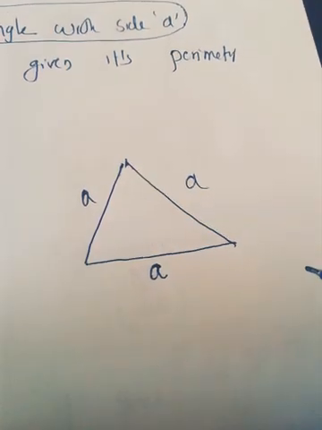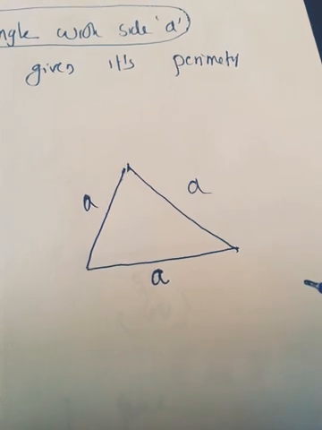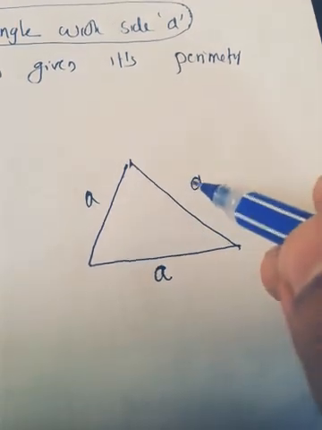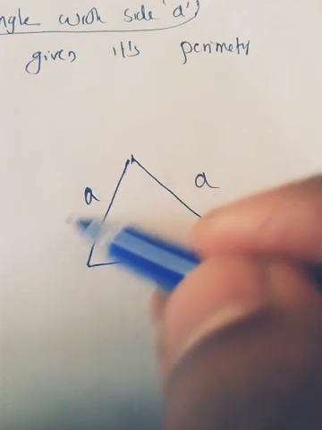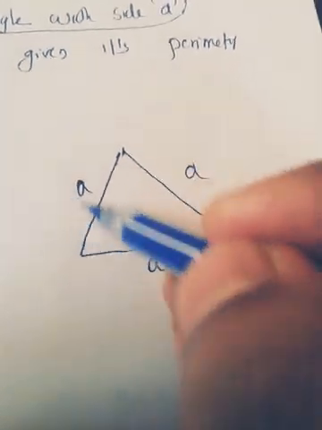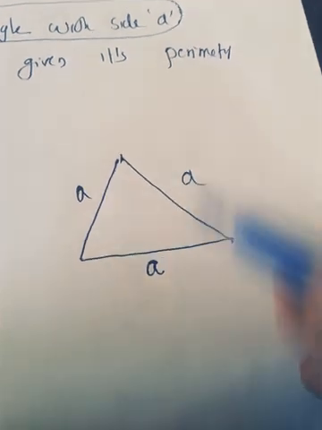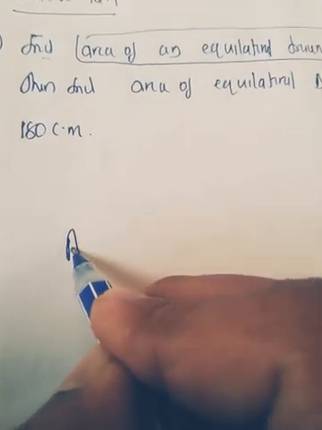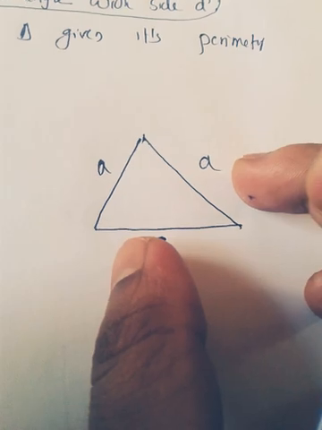How can I calculate the area? Can we use Heron's formula? Yes, because three sides are given as A. So let's use Heron's formula, no? Because three sides are given as A. It is not a number, but still it is a quantity A. So let's use Heron's formula to calculate the area of this triangle.